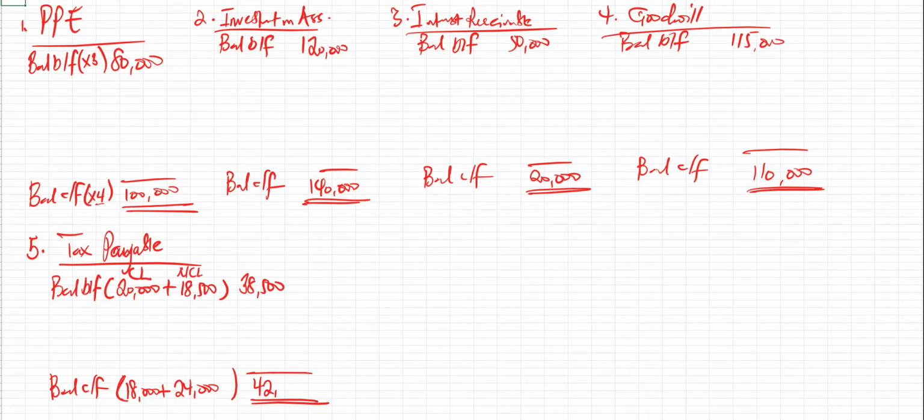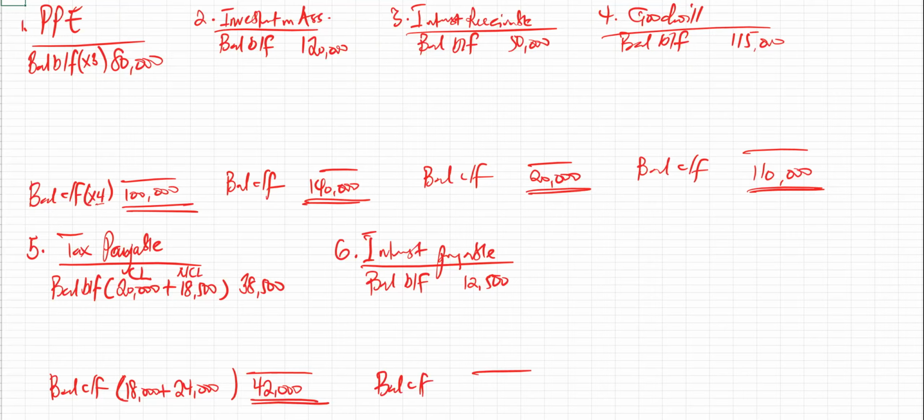42,000. Okay. Then working number 6. What follows? After deferred tax, after tax, interest payable. Opening balance, you're saying 12,500. Then what follows? Balance carry forward, the closing balance, 12,900. Okay, then the next one was what?